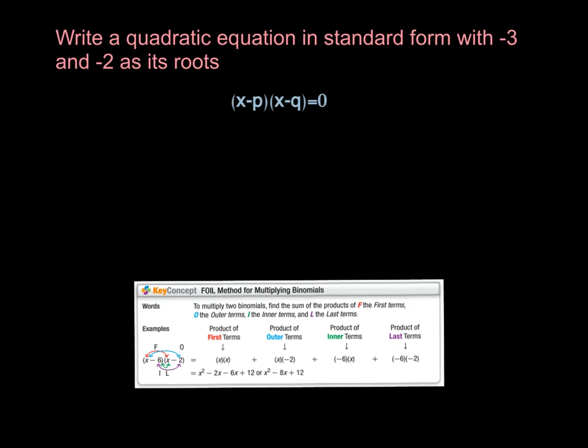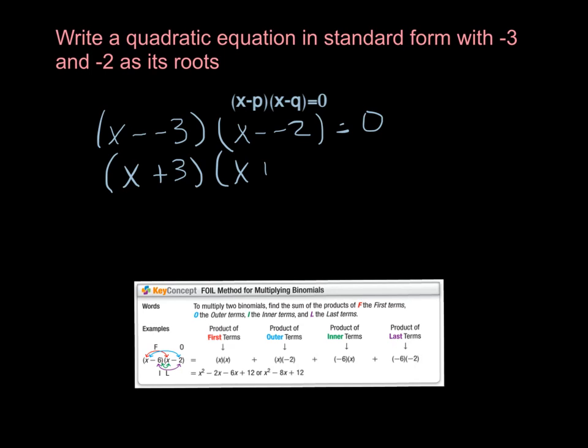Okay, so let's do that. We have x minus a -3 times x minus a -2 equals 0. We have x plus 3, x plus 2.